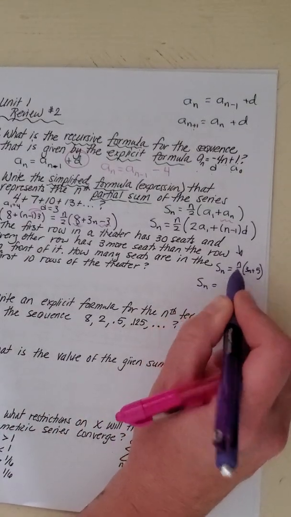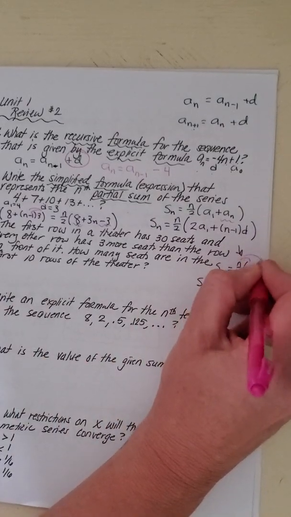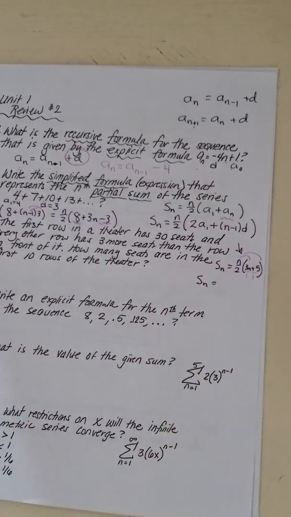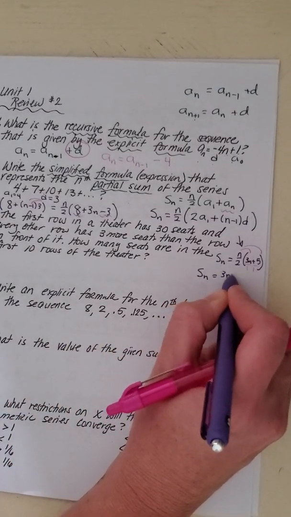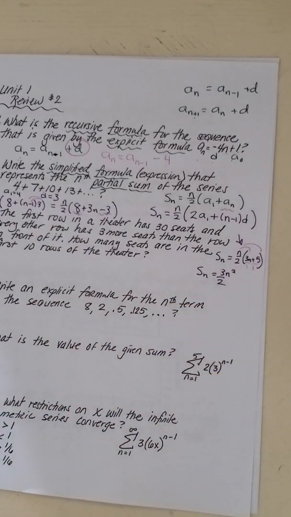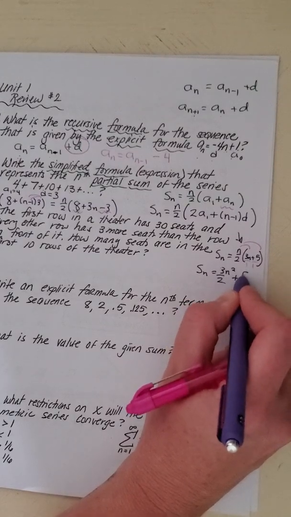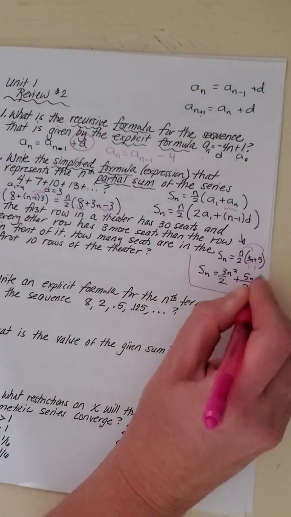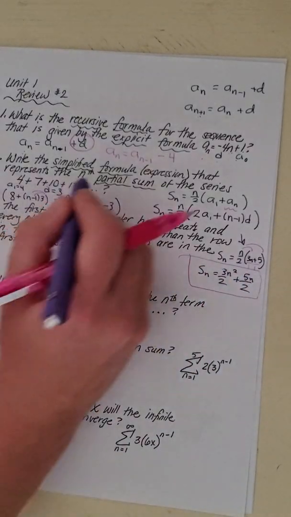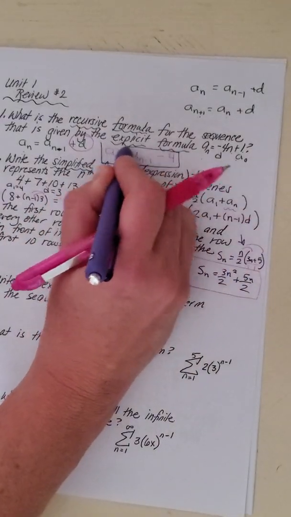If they want me to distribute through, I'll have to do one more step. S sub n equals, I'm going to distribute the n over 2. Remember, when you're multiplying fractions to a whole number, you can put a 1 underneath. That would give me 3n squared over 2 plus 5n over 2. That would be my simplified form, and here's our final answer.